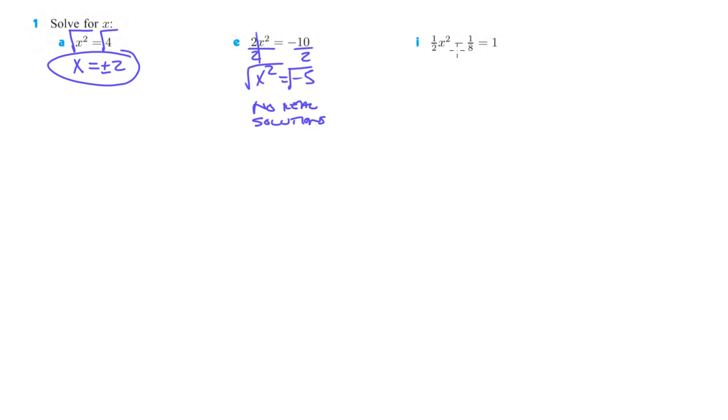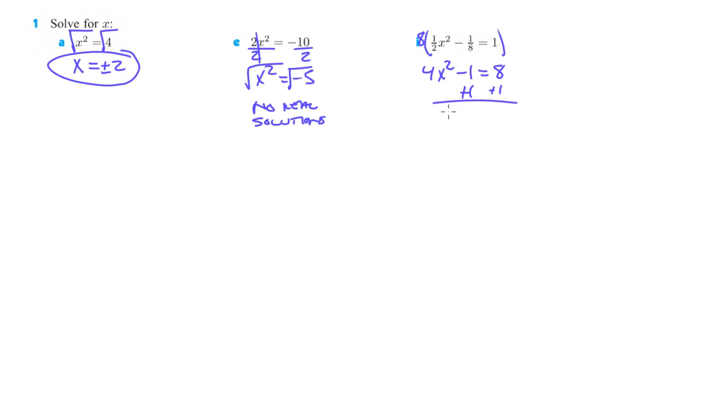Okay, this last one here for number one, I'm not a huge fan of fractions, like most people, so what I'm going to do is get rid of all those fractions by multiplying by the common denominator, which in this case is 8. So half of 8 is 4, so that's 4x squared. 8 times negative 1/8 is negative 1. And then don't forget to multiply the 1 by 8 also, so we get equals 8. Okay, and now this becomes a little bit nicer of a problem.